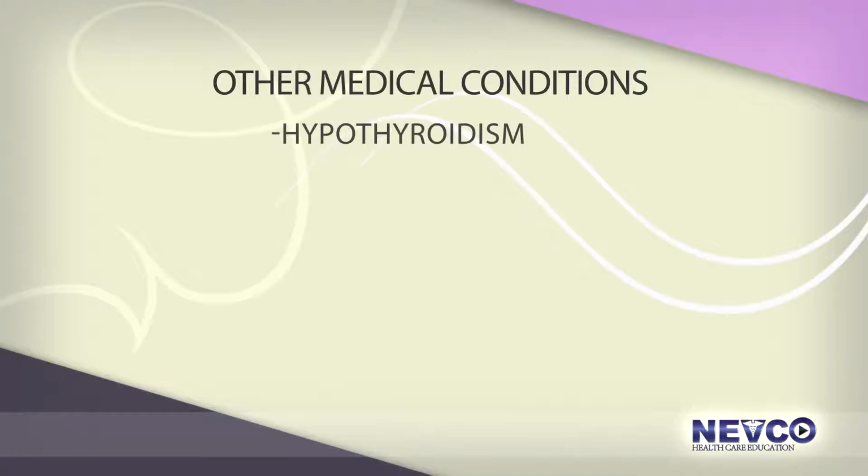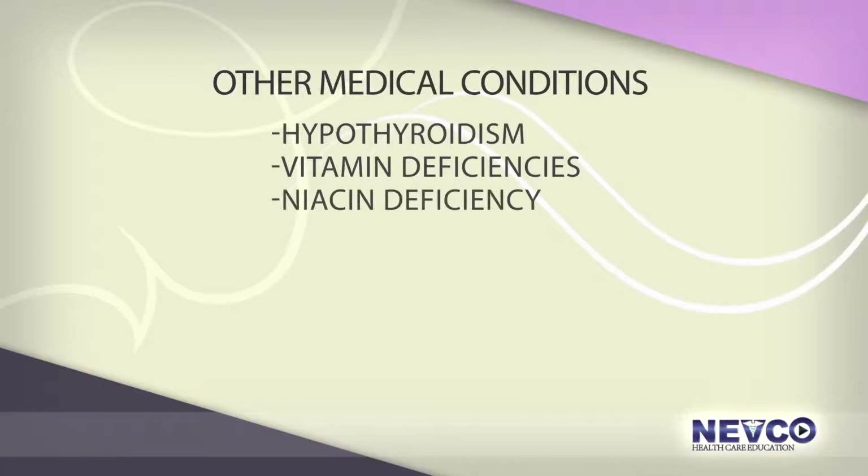Hypothyroidism, commonly referred to as underactive thyroid. Hypothyroidism can cause memory loss, irritability, and depression. Vitamin deficiencies, such as severe B1, B6, and B12 deficiencies, can lead to dementia. A niacin, B3, deficiency can produce dementia, memory loss, and irritability. A folic acid deficiency can cause irritability and difficulty in concentration.